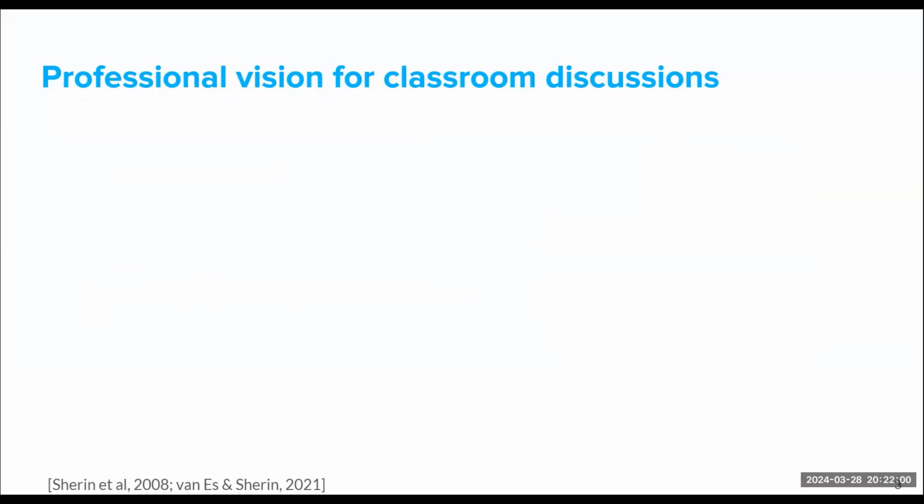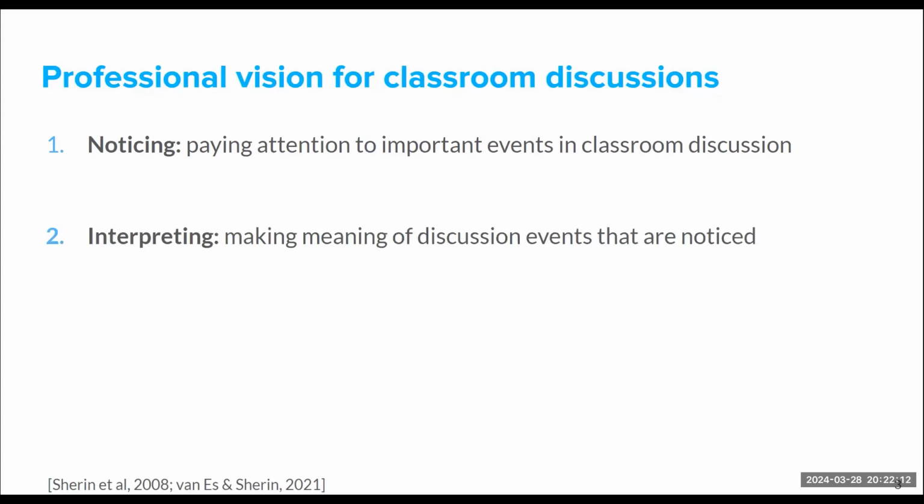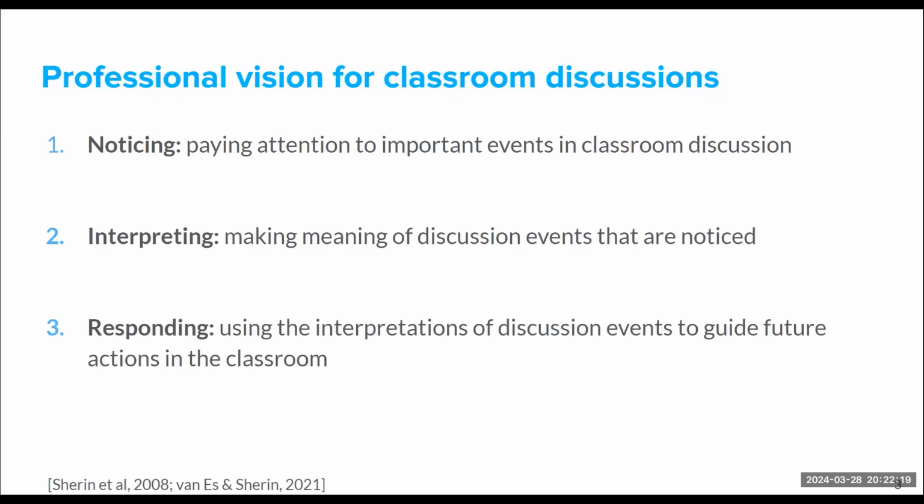In order to create productive classroom discussions, teachers develop a professional vision, which consists of three components. The first is noticing, paying attention to important events in classroom discussion, interpreting, making meaning and sense of discussion events that are noticed, and responding, using the interpretations of discussion events to guide future actions in the classroom.